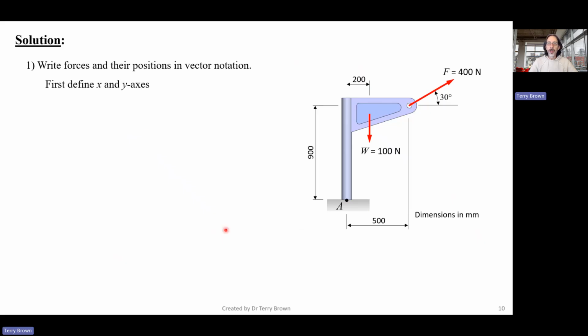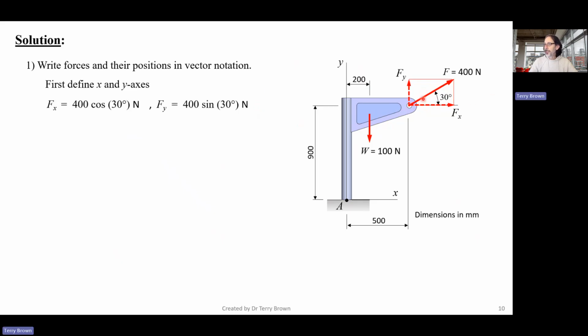So write the forces and their positions in vector notation. So firstly, we need to define some axes, and you need to show those on your solution, so that people reading your solution know what you're talking about and can check your working. Right, so I've defined X positive to the right and Y positive upwards with the origin at point A. To find the vector notation of the force, we need the components in the X and Y directions. So hopefully you know how to do that without me going through all that again.